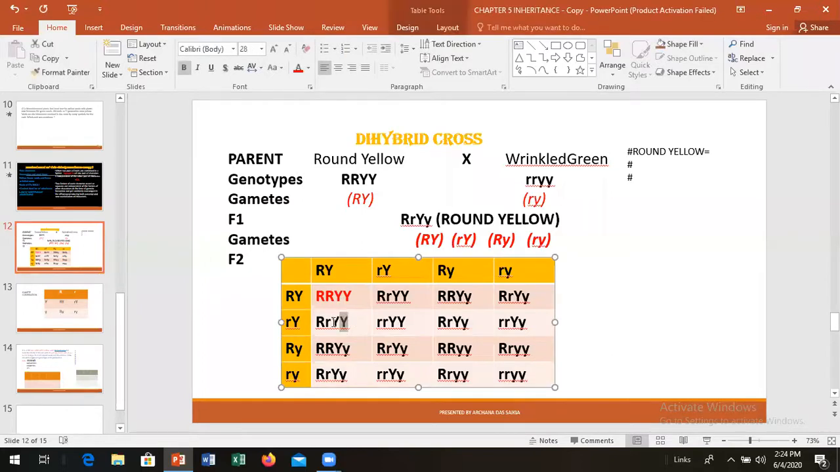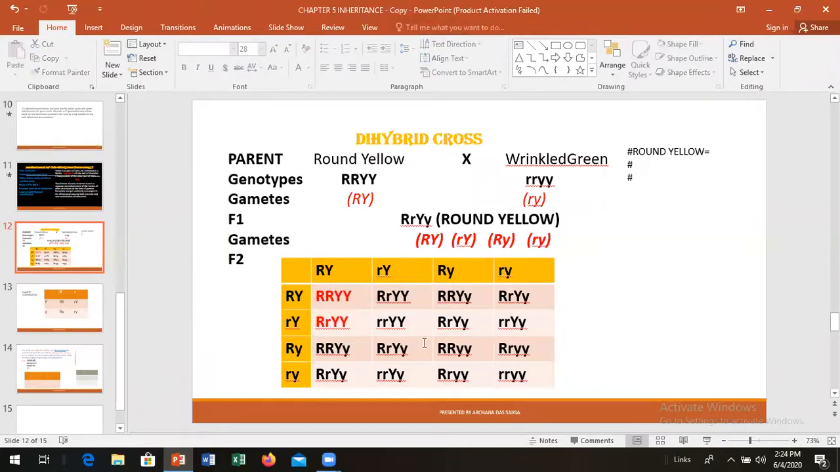Now the second individual. Will it be round and yellow? Will this be round and yellow? No, ma'am. Why no? Will it be round or not?